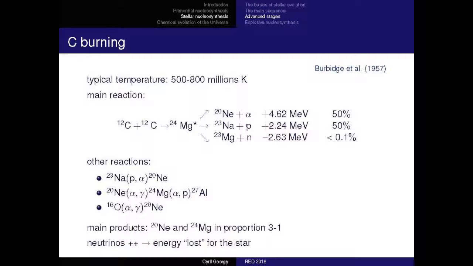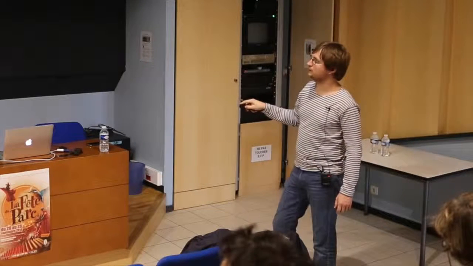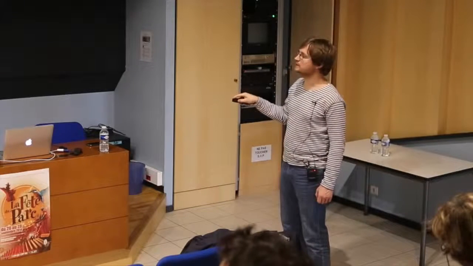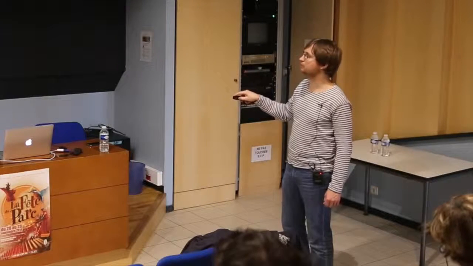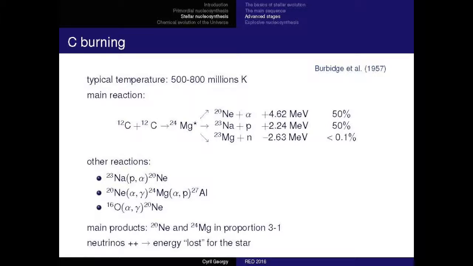Once you have produced this kind of nuclei inside your star, you can go through different other secondary reactions, with a proton capture on top of the sodium-23 producing neon-20. The neon-20 then can produce magnesium-24 and aluminium-27, or the oxygen-16 can also go to produce neon-20. The main products of carbon burning are neon-20 and magnesium-24, and the proportion is roughly 3 neon-20 for 1 atom of magnesium-24.